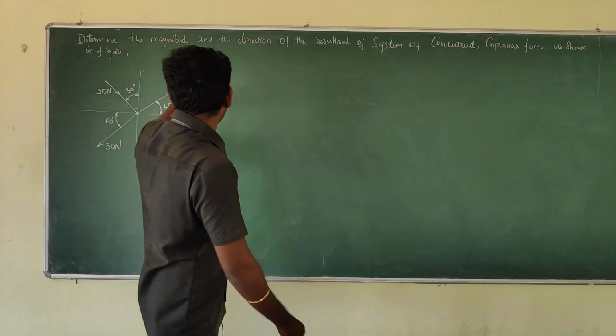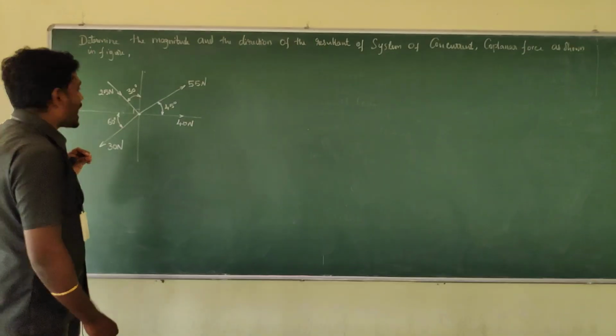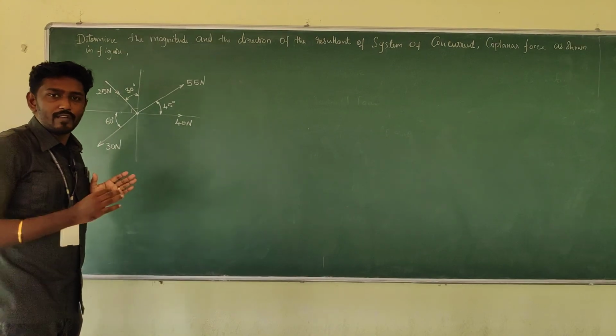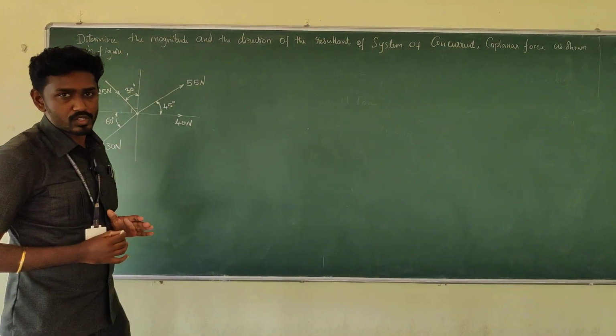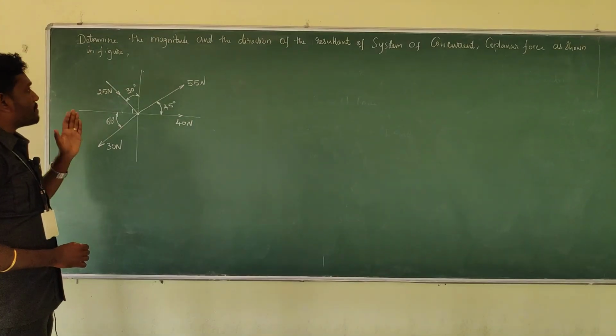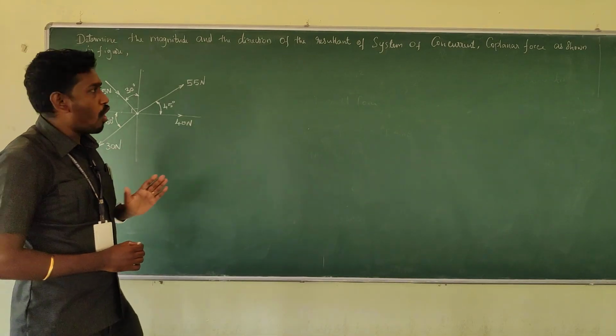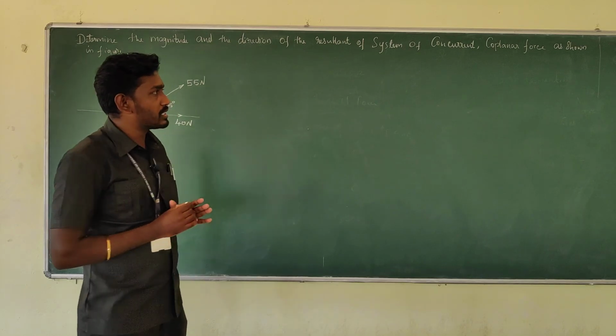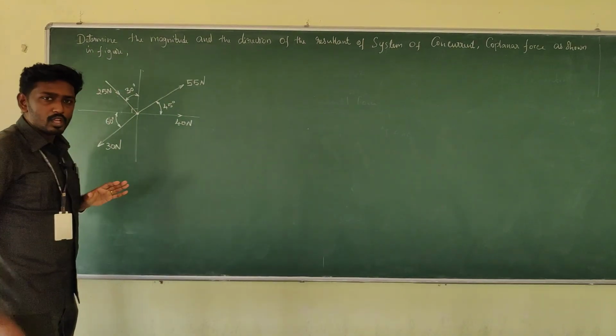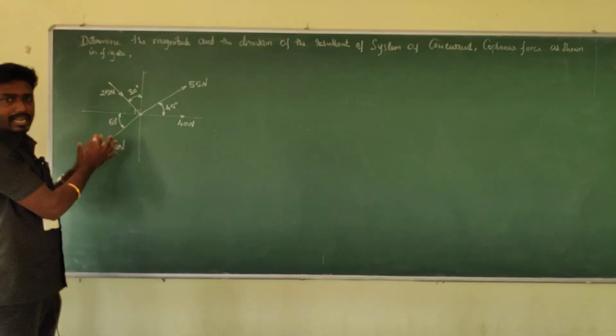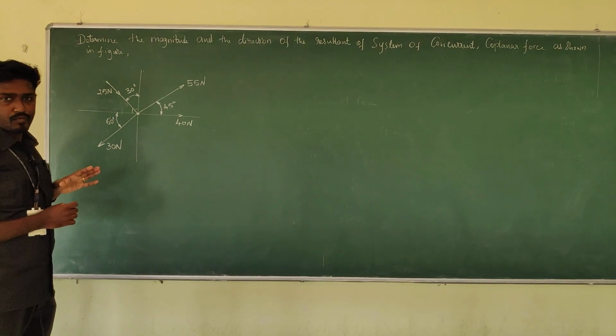Okay. So this is the question given for us. I will read out the question first so that you will get what is being given and asked. Determine the magnitude and the direction of the resultant of the system of concurrent coplanar forces as shown in the figure. So this is the exact diagram which is given for us.